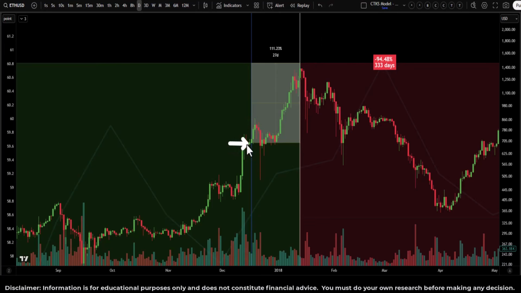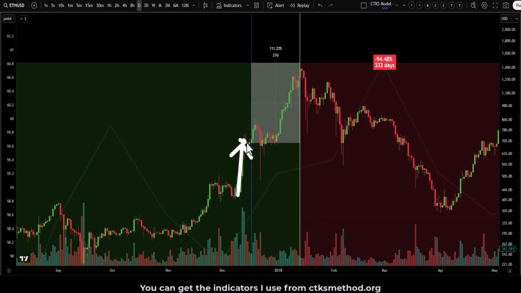So Bitcoin top right here. You can see that ETH went up, started to consolidate, and now Bitcoin was going down when ETH exploded. This is basically just the funds flow going in another direction into the alts, and it came up literally 111%. When it hammered in the top, over the next 333 days it came down nearly 95%.